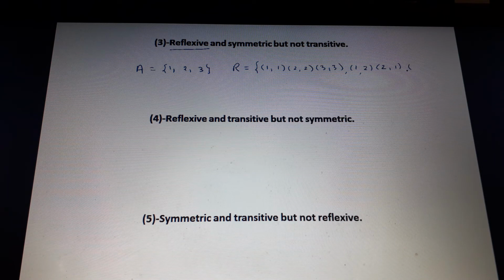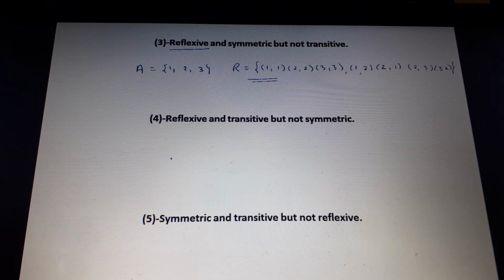Therefore, I will add (2,3) and (3,2), because it should be symmetric. Now you can see very well, it is reflexive and it is symmetric. It is not transitive because (1,2) is there, (2,3) is there, but (1,3) is not there. Therefore, this is not transitive. So in this type of question you should be very careful.